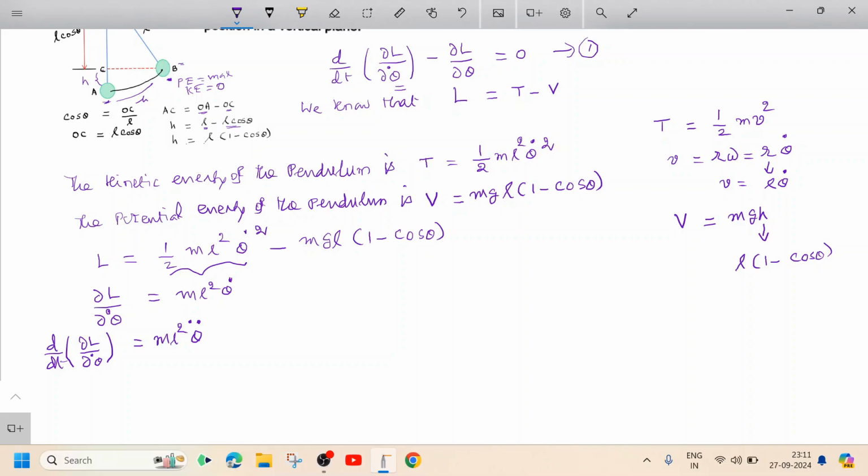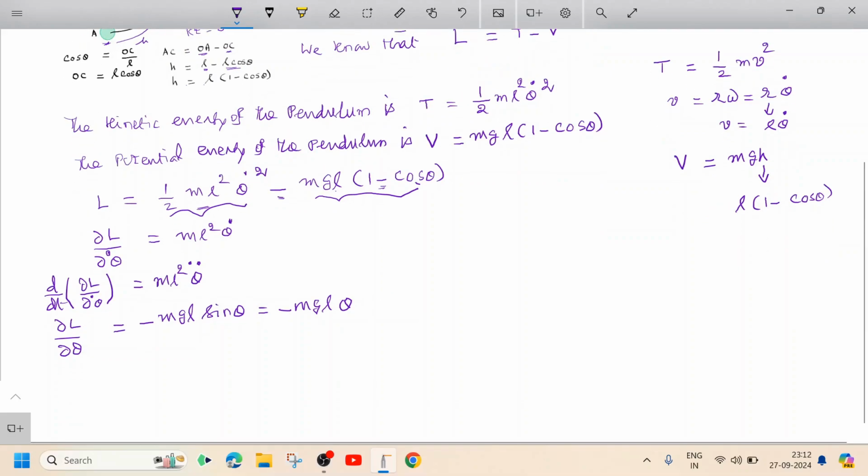Then the final term is dou L by dou theta. We have to find out this value. Dou L by dou theta, which is equal to, see here, the first term is free from theta. This second term is carrying the value of theta. Minus into minus plus. The available term is mgL cos theta. If we differentiate mgL cos theta, we get minus mgL sin theta. If theta is very small, sin theta equal to theta. Therefore, this is equal to minus mgL into theta.